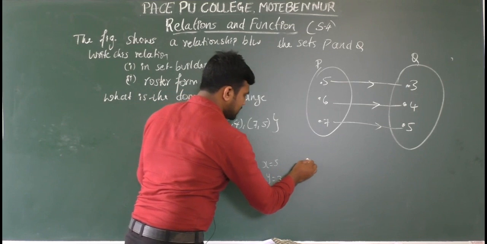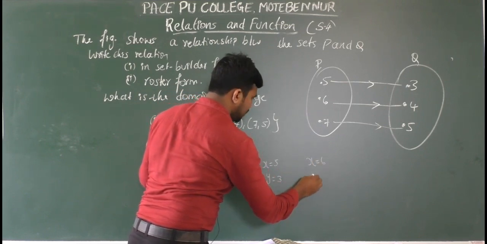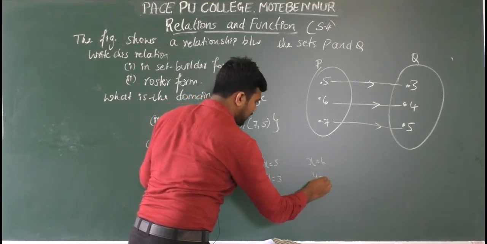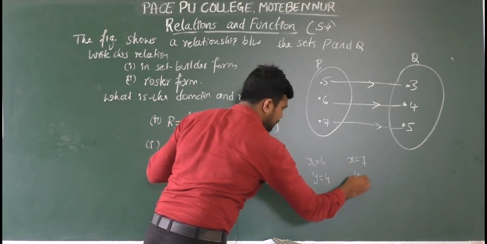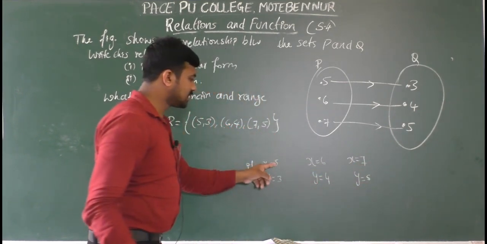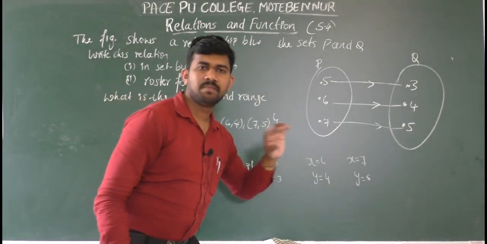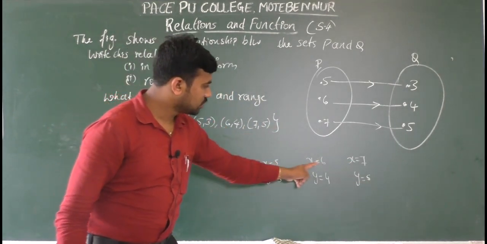Second, if x is 6, then what is y? Y is equal to 4. If x is 7, y is equal to 5. So what is the relationship between x and y in each? Is there a difference too?